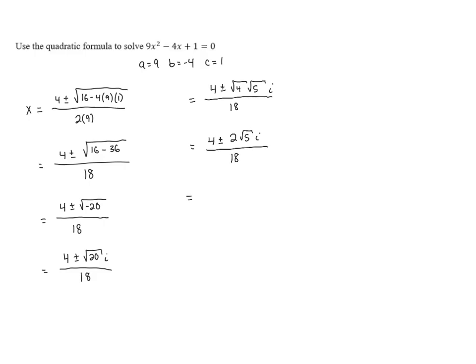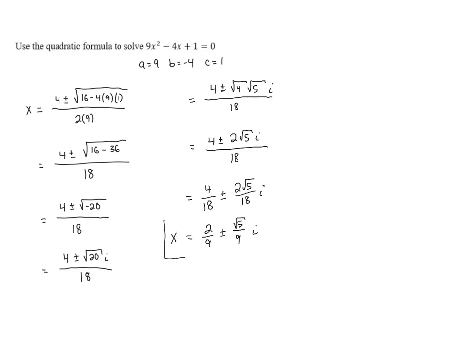And then we can split those two terms up into two different fractions so we can simplify each of them. We have 4/18 plus or minus 2 root 5 over 18 i. 4/18 reduces to 2/9, and then we have plus or minus. We can also reduce the 2/18 to 1/9, and so we've got that root 5 in the top, 9 in the bottom, and an i out front.